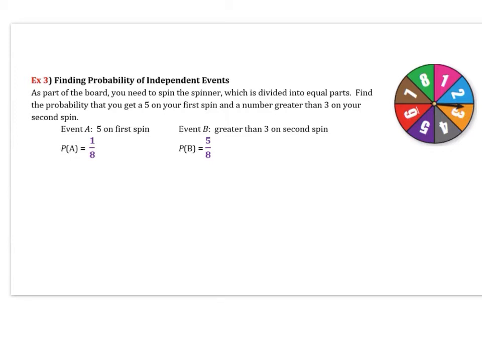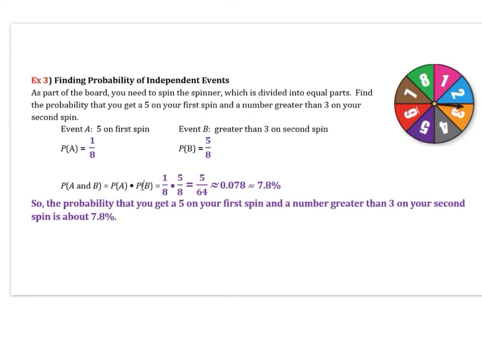And that's from figuring out how many numbers are greater than 3. So the numbers greater than 3 are the 4, the 5, the 6, the 7, the 8. So that's 5 out of a total of 8. So you get the product of the two events, 1/8 times 5/8, which comes out to be 5/64. Convert to decimal, 0.078, convert to percent, 7.8%. So the probability that you get a 5 on your first spin and a number greater than 3 on your second spin is about 7.8%.